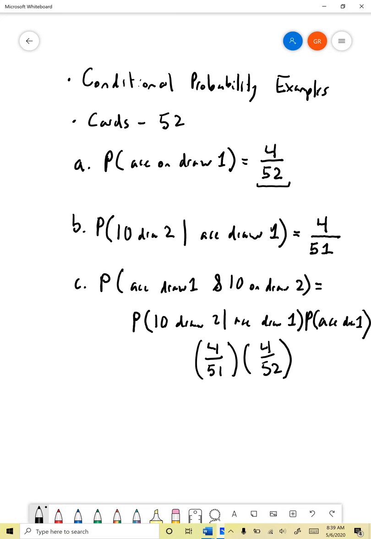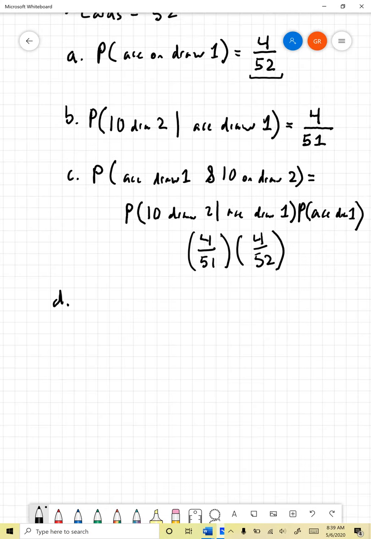So that's going to be our probability for drawing an ace on the first time and a 10 on the second time. All right.